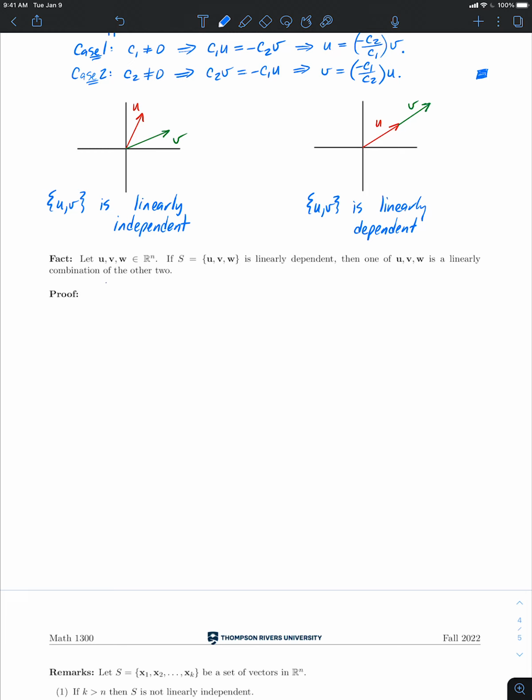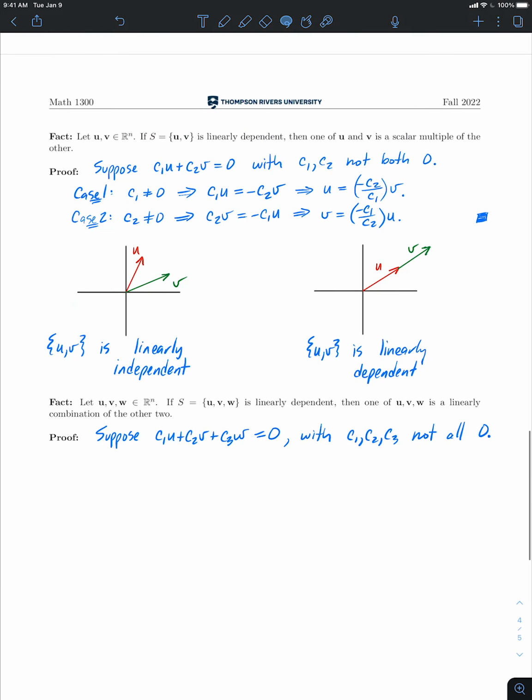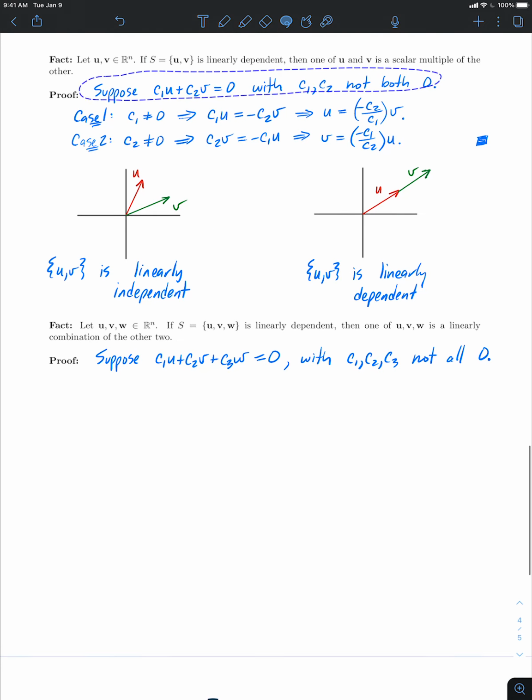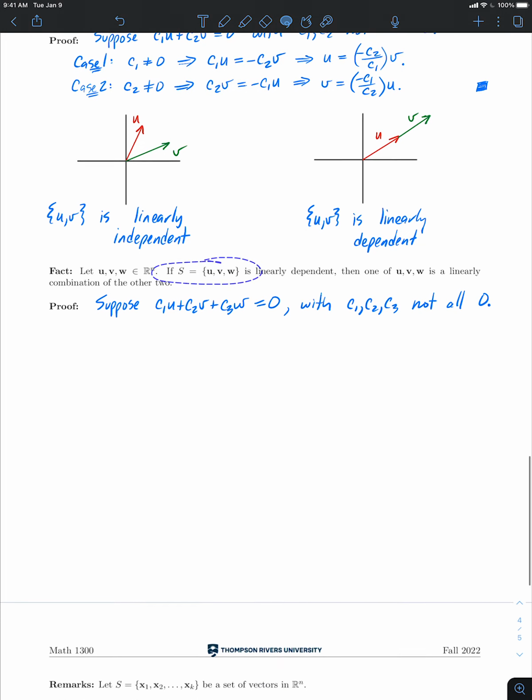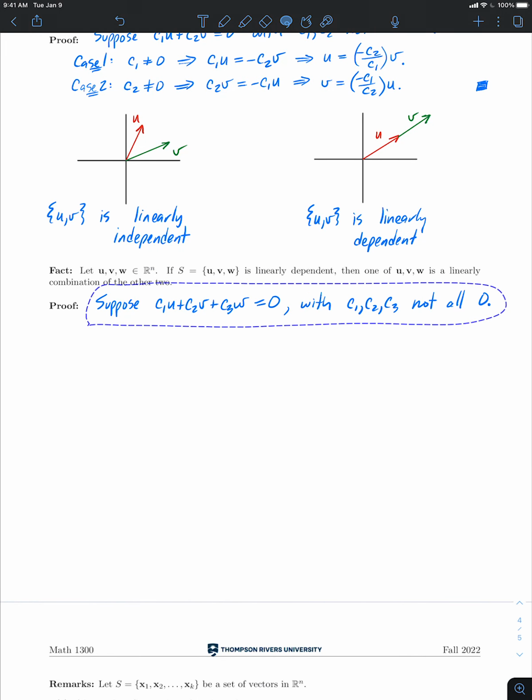And the argument's similar. So we're going to suppose that we have C1u plus C2v plus C3w is equal to 0, with C1, C2, and C3 not all of them 0. How do I know to start out that way, by the way? And similarly, how did I know to start out this way? I'm just unwinding the assumption. What is the meaning behind the assumption? The assumption here was that S is linearly dependent. This is what that means. It means you could possibly do this. And if, in this case, S is linearly dependent, well, you've got three vectors. So it's the same thing, except now you have three weights instead of two.